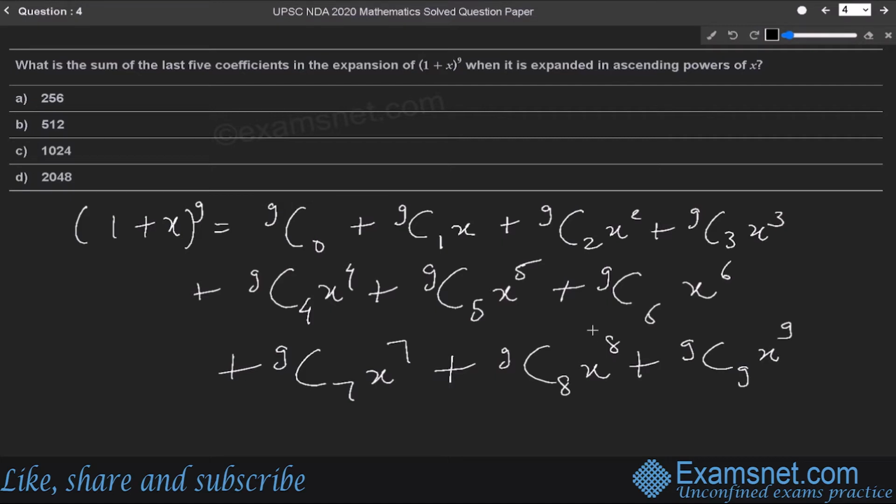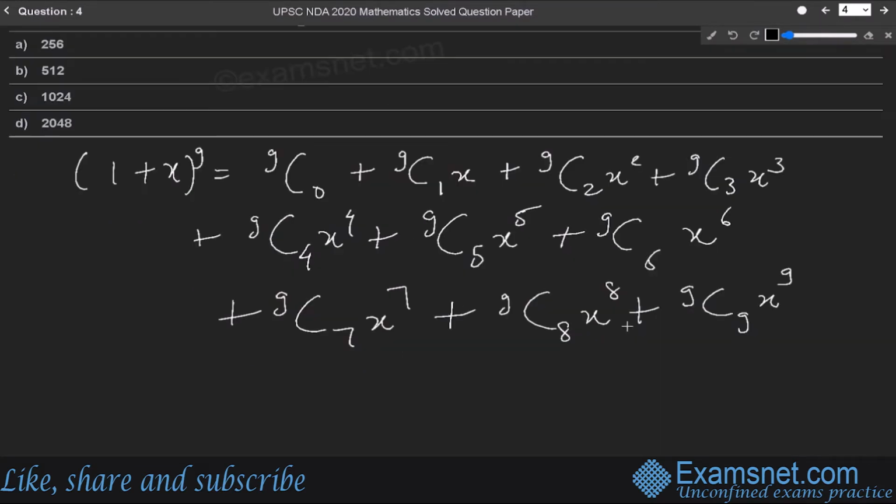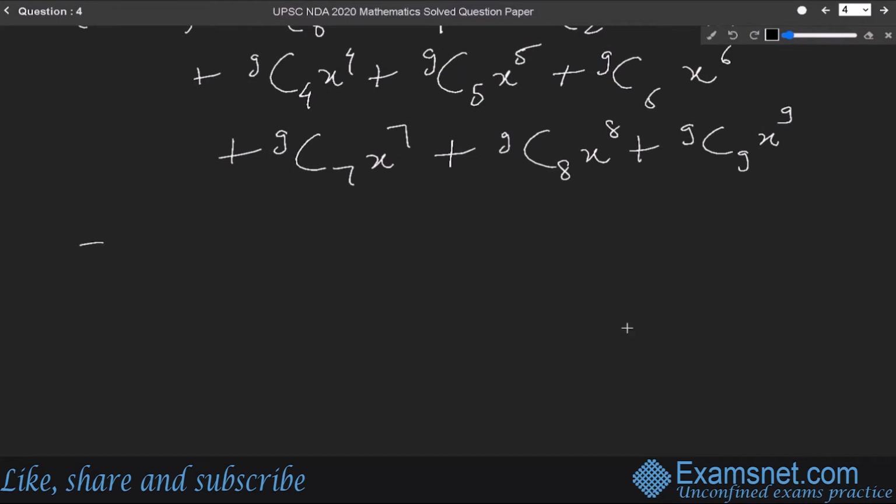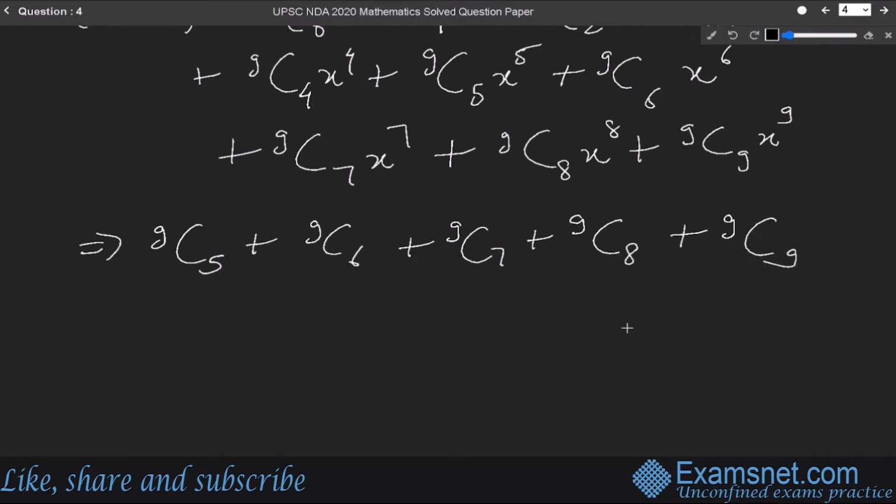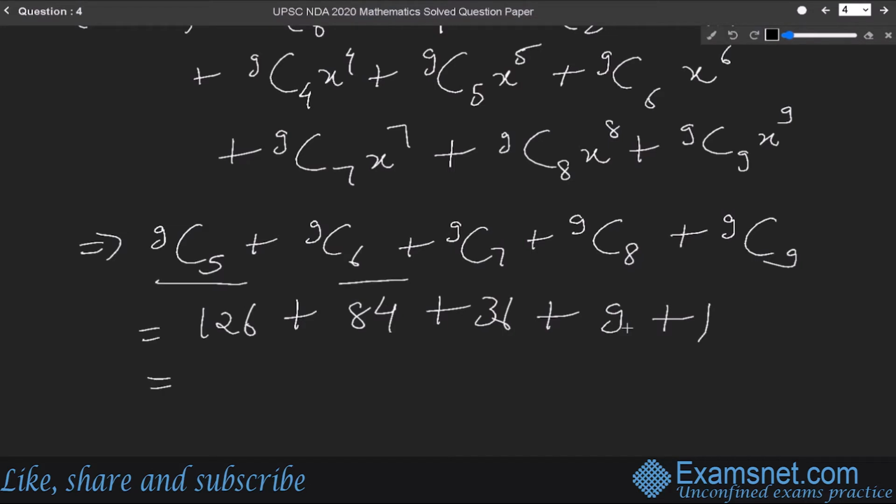Now we have to find the sum of last 5 coefficients. So the sum of last 5 coefficients is 9c5 plus 9c6 plus 9c7 plus 9c8 plus 9c9. So the values will be 126 plus 84 plus 36 plus 9 plus 1. These are the values that we will get after solving all these 5 terms. So the total will be 256. So 256 is the right answer for this question.